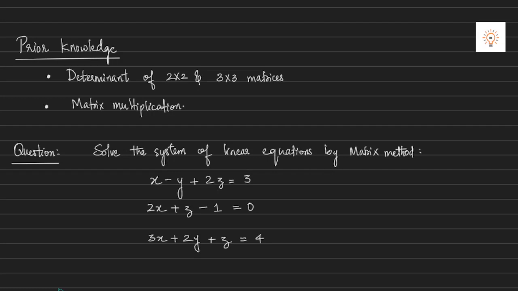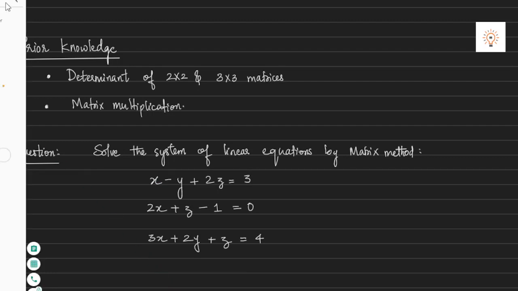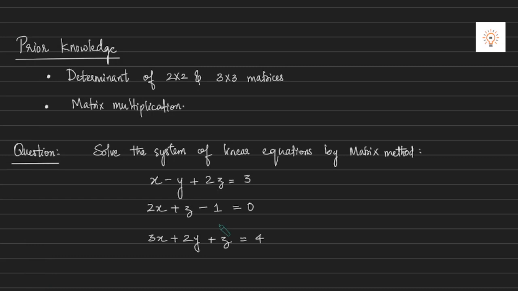As you can see, we have three equations there: x minus y plus 2z equal to 3, 2x plus z minus 1 equal to 0, 3x plus 2y plus z equal to 4. The first thing we must notice here is that the variable terms must be on the left hand side and the constant terms must be on the right hand side. In the first equation, we can observe that all the three variables x, y and z are on the left hand side and the constant term, which is 3, is on the right hand side. So this is all right.